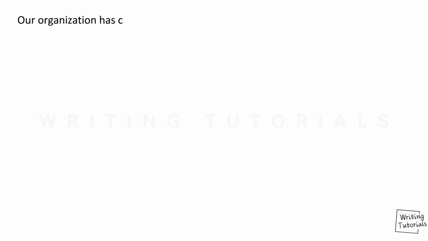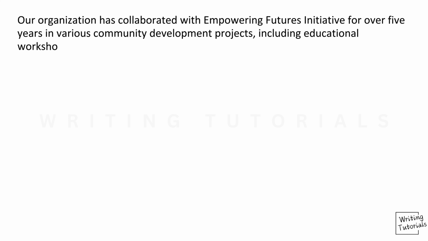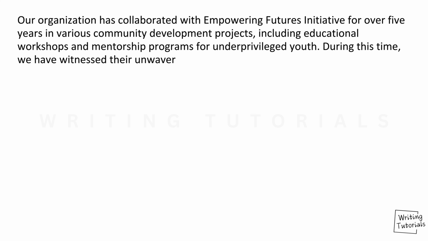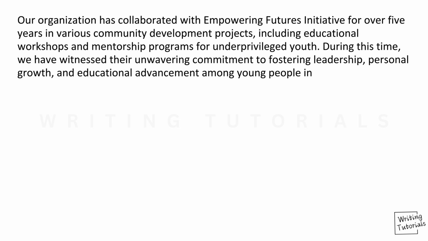Explain the relationship. The next section should highlight your relationship with the organization or individual you're supporting. This establishes your credibility and shows why your endorsement matters. James continues, "Our organization has collaborated with Empowering Futures Initiative for over 5 years in various community development projects, including educational workshops and mentorship programs for underprivileged youth." By sharing this history, he demonstrates his first-hand experience with the applicant's work. When writing your letter, include details about your professional or personal connection to the applicant, as this adds depth to your endorsement.